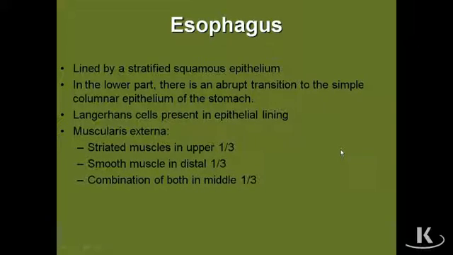The muscularis externa, we said, basically is slightly different in terms of the kind of muscle that it contains. We pointed out that it contains skeletal muscle exclusively in the upper third, which is really an extension of the skeletal muscle lining of the pharynx, smooth muscle in the lower third, and probably a combination of both in the middle third.